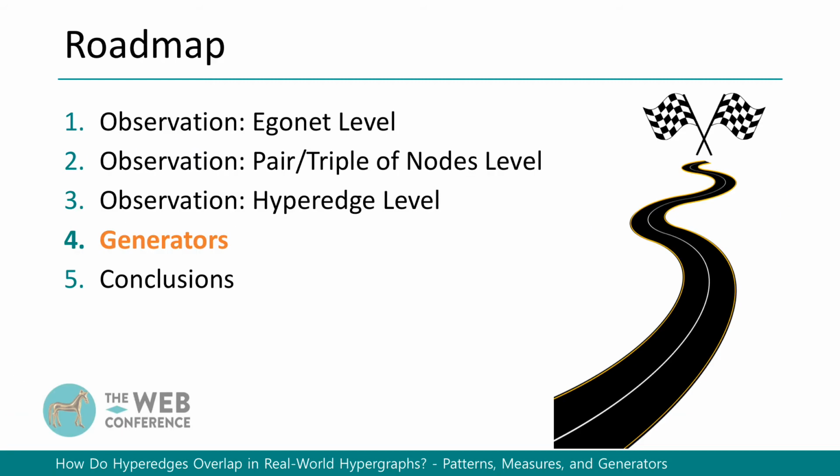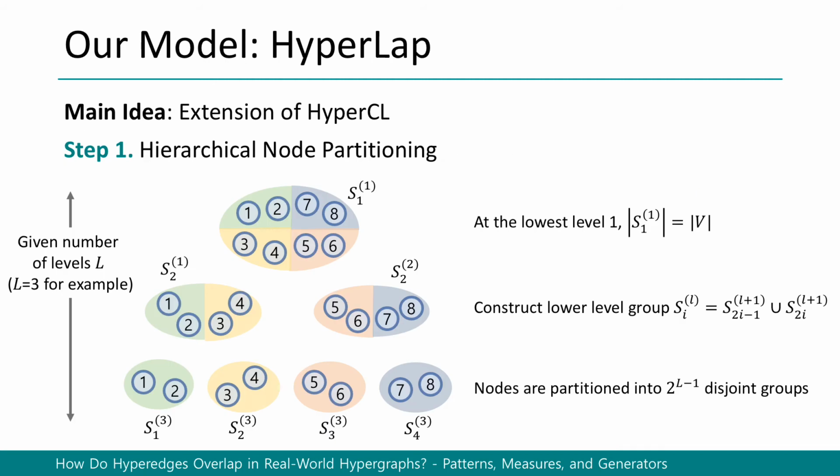Now let's move on to our algorithms HyperLap and HyperLap Plus, which generate realistic hypergraphs. We first introduce our base algorithm HyperLap. The main idea is extending HyperCL to multiple levels. Instead of generating hyperedges from the entire set of nodes, we first partition the nodes into groups at every level. Specifically, at each level, it randomly divides nodes into equal-sized groups, and the groups are hierarchically designed. So, if nodes are in the same group at some level, then they are in the same group at all lower levels.